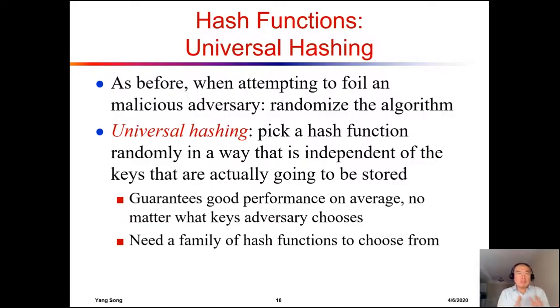So instead of relying on only one hash function, we want to rely on a lot of hash functions, and we pick one of them randomly, independent of the keys we are actually going to store. So it's guaranteed that on average, we are going to have a good performance of the hash table. However, to do that, we do need a family of hash functions that we can choose from. This will be the topic we are going to solve very soon.